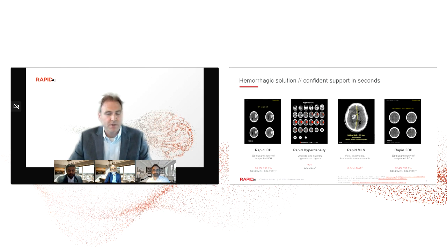Then we have Rapid Hyperdensity and Rapid Midline Shift. These are our measurement modules, and they provide the volume of hyperdense tissue associated with hemorrhagic stroke, and also the extent of midline shift. When implemented as a complete solution, these modules run on all non-con CT head scans across an entire healthcare network. And the Rapid Hemorrhagic Solution has been shown to be an integral part of a code ICH program, as we'll discuss today.